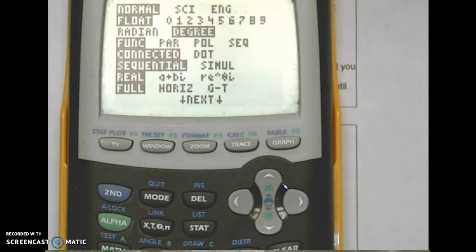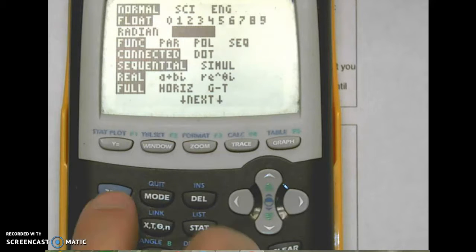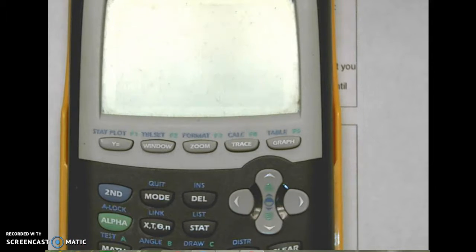Now whenever you type in angles, they're going to give you degrees, and you'll be able to use your trig functions. To get back to the main home screen of your calculator, you need to quit. Notice that quit is in blue above the mode button. So if you type second mode, it quits you and goes back to that home screen of your calculator.